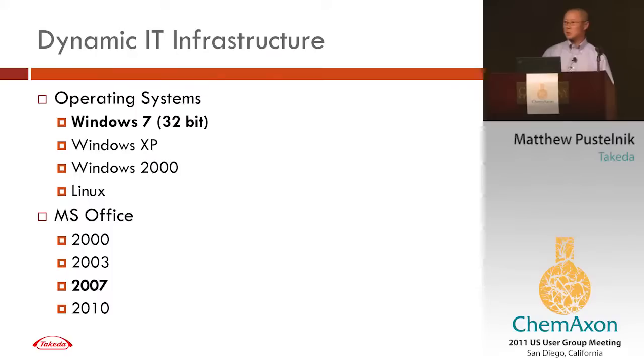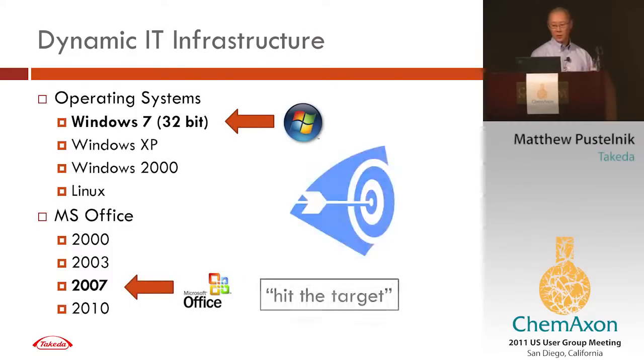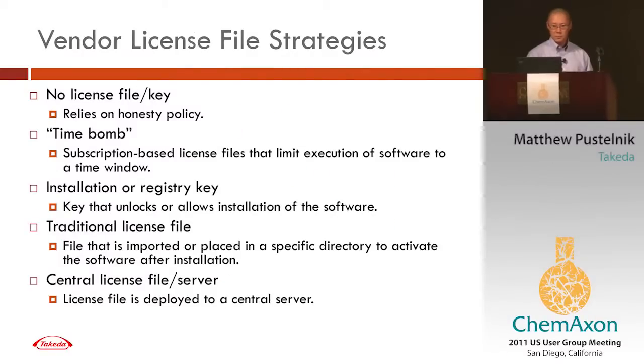So what we wanted to do was say, okay, what is our target that we are going to try to hit? And so what we set out to do is deploy this onto Windows 7, 32-bit operating system, and deploy it to Office 2007. We wanted to make sure that was the target that we hit, which narrowed things down and gave us focus.